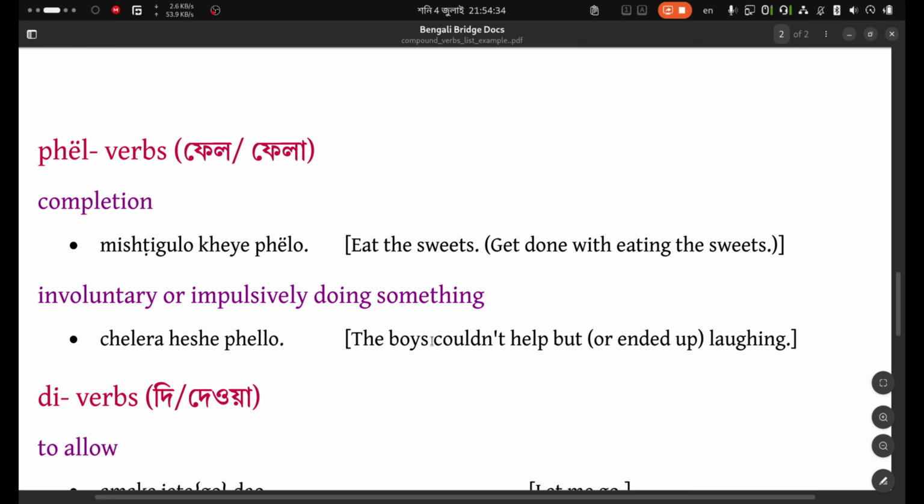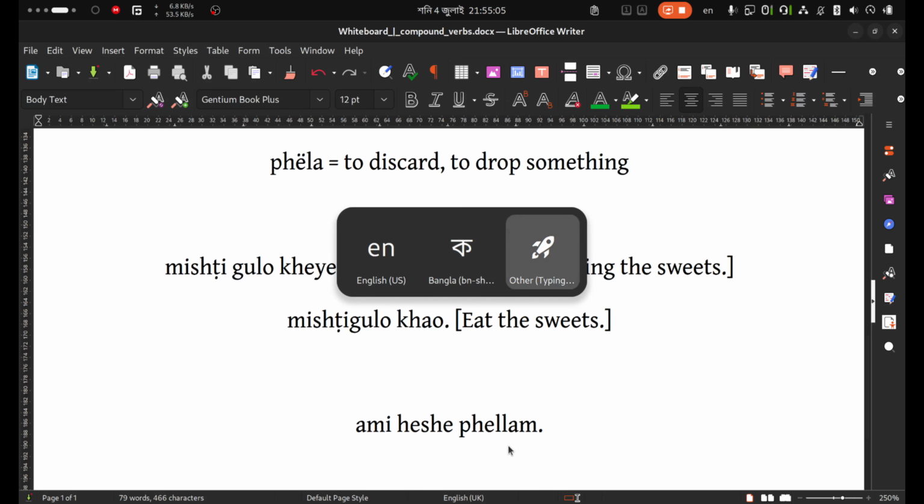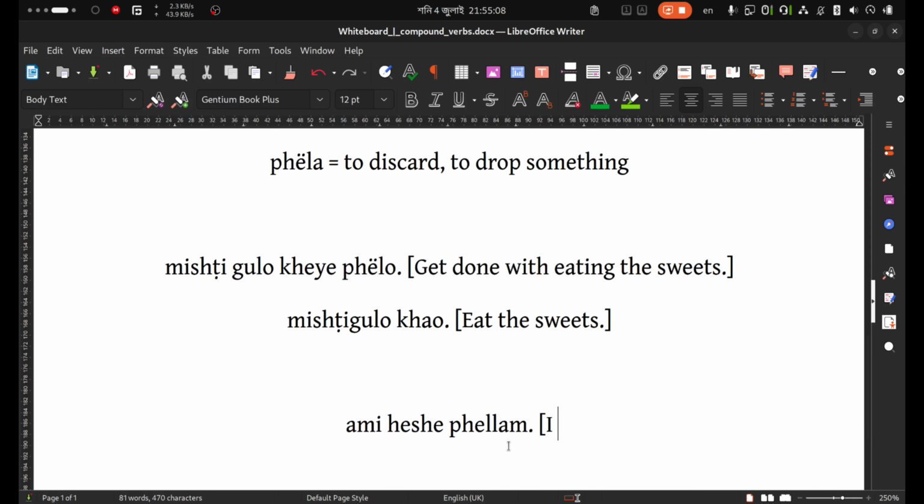So suppose a scenario where you are in a class and your classmate cracked a joke. Normally you wouldn't want to laugh out loud in the class, but you ended up laughing. So in that type of scenario, you would say Ami hese fellam. Let me write it. Ami hese fellam. In English, I could say I couldn't help laughing.